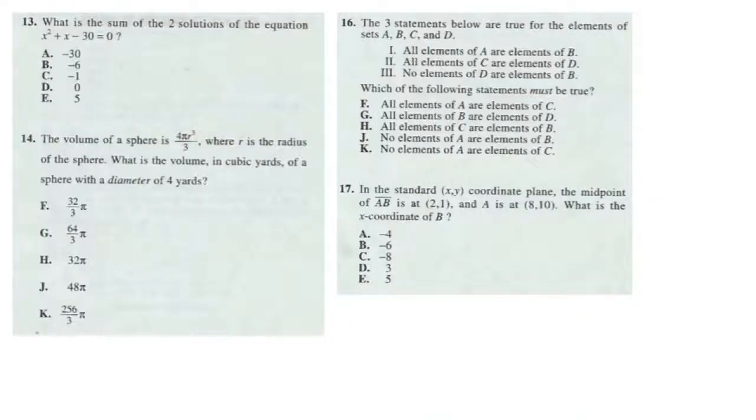Another quick formula here on 13, they want the sum of the solutions. So the sum of the solutions when you have any quadratic, that sum is going to be negative b over a. And again, that's coming from ax squared plus bx plus c. So here for that sum, negative b over a is going to be negative 1 over 1. So that's going to be negative 1, or answer choice C.